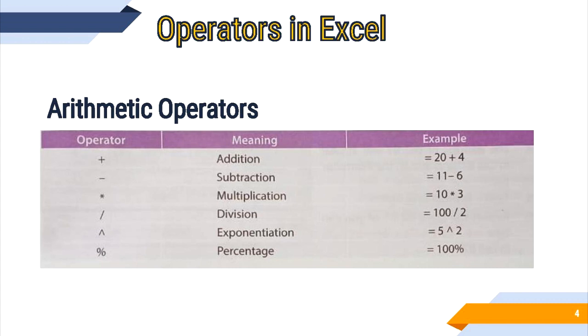It gives you the value. Next one is subtraction. 11 minus 6. Minus symbol is used, that is subtraction. Third one is multiplication. Fourth one is division. And fifth one is exponential. 5 exponent 2. And the last one is percentage. So percentage is used by using the percentage symbol.